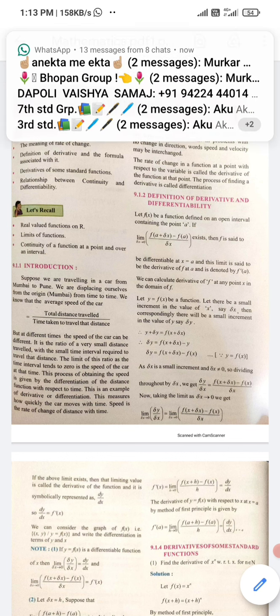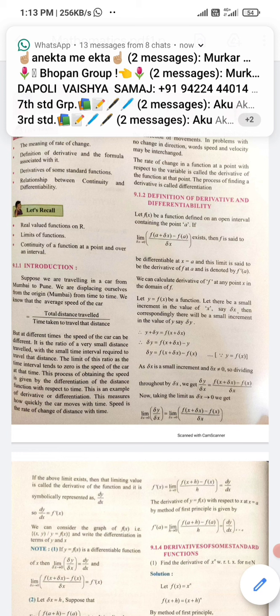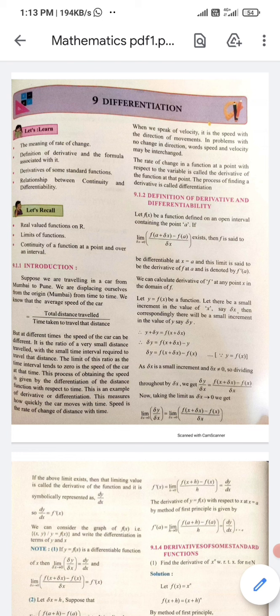Now we will study the derivative of some standard functions.